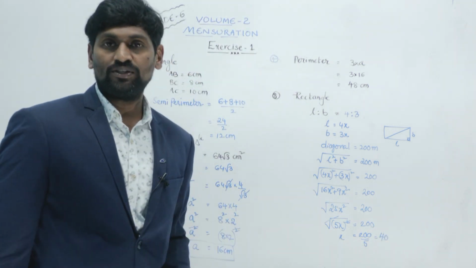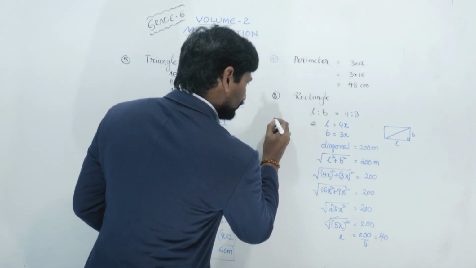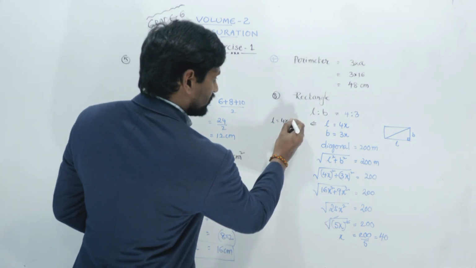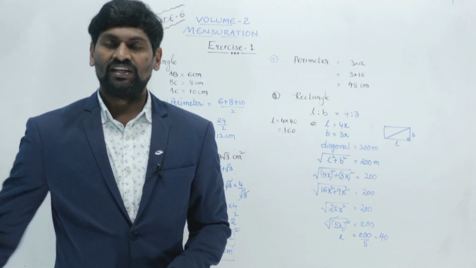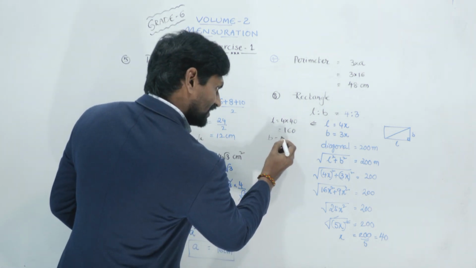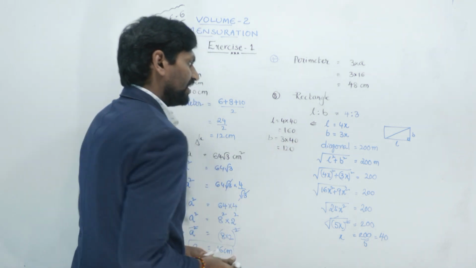If I get the x value 40, then what will be the length? The length will be 4 into x. X value 40 I got. That means 4 into 40, that is equals to 160. Length is 160 and the breadth is 3 into x. So 3 into 40, 120.